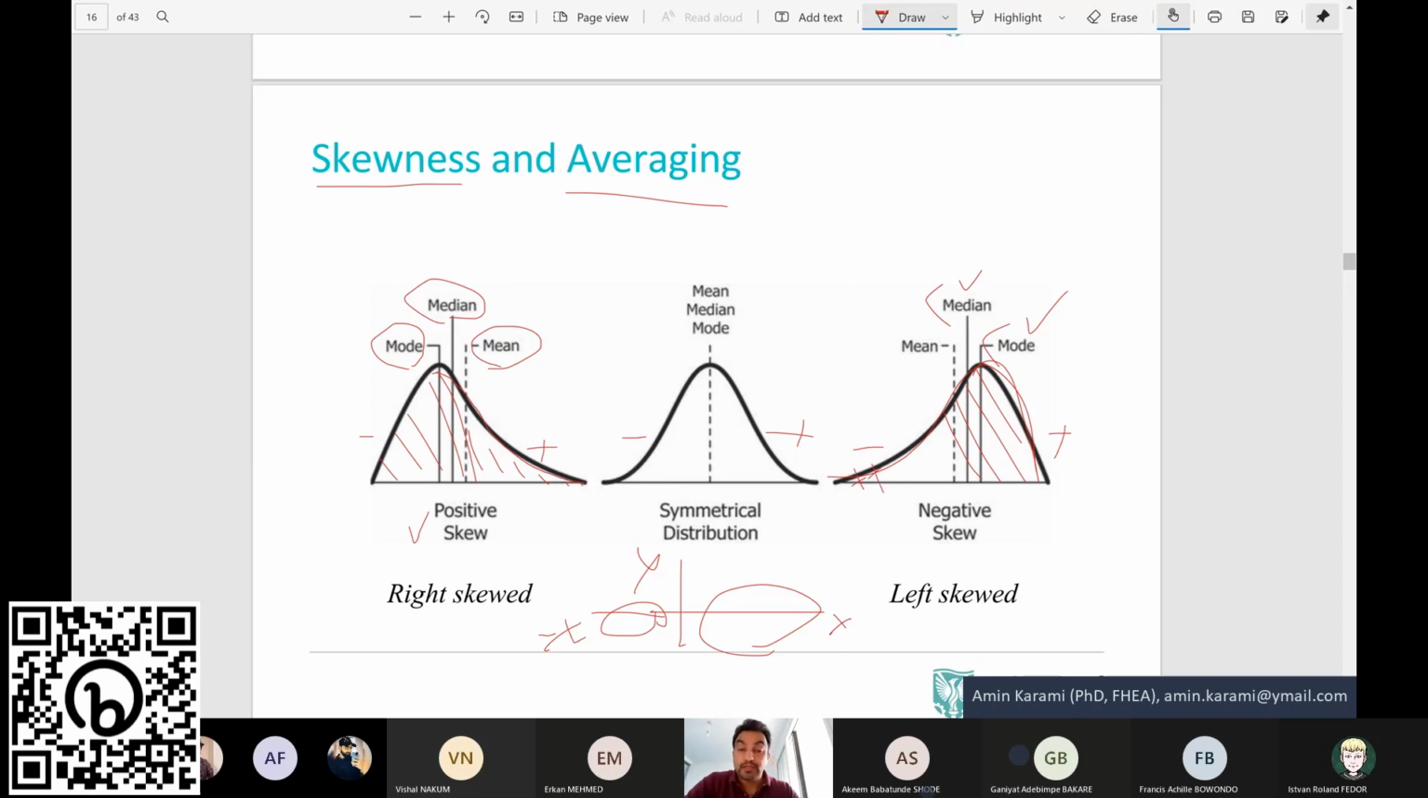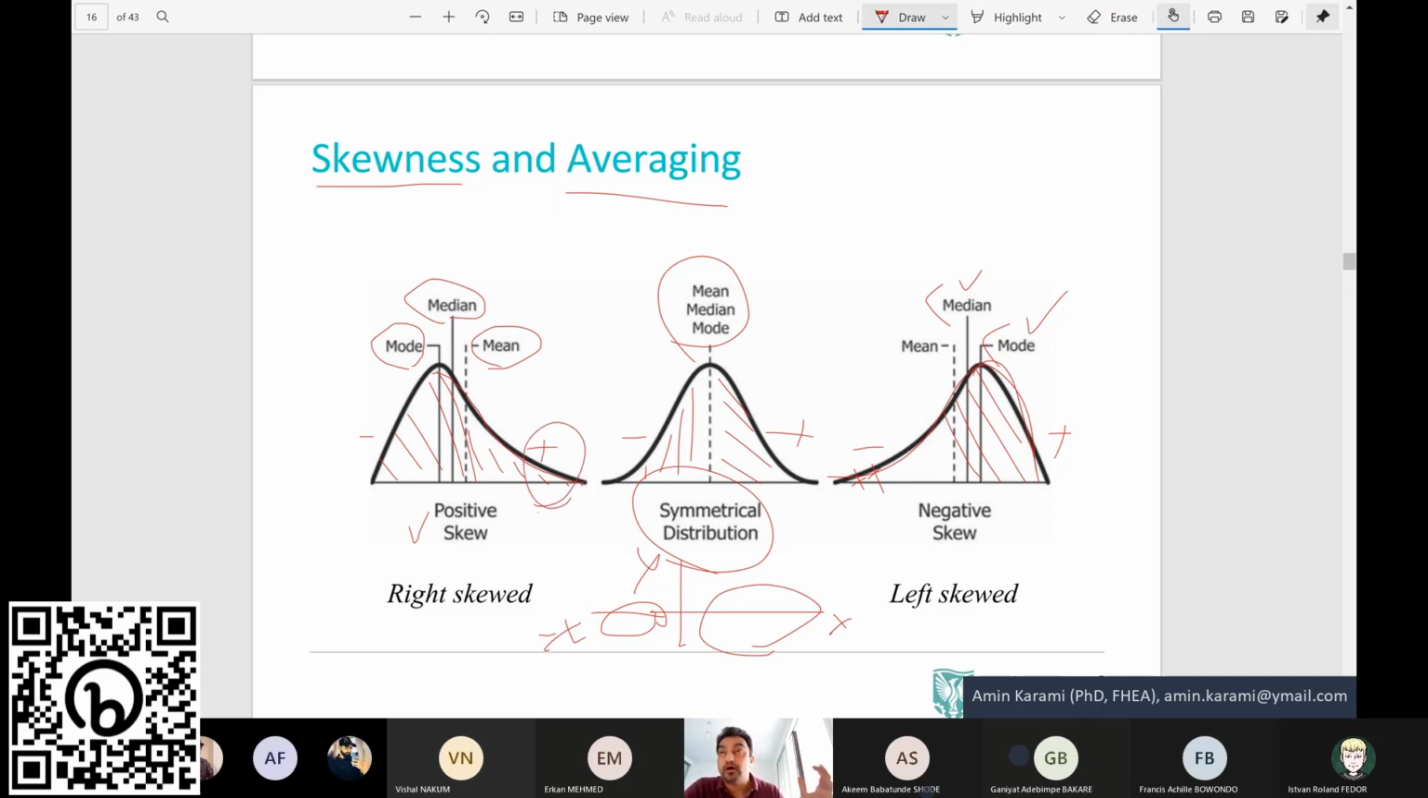But if mean, median, and mode are somehow equal to each other, then we call it symmetrical distribution. We call it normal distribution. It means we have somehow the same number of items on the left-hand side and the right-hand side. So why do we need that? It helps us to understand how data are distributed, where they have been collected. And also it helps to find outliers.